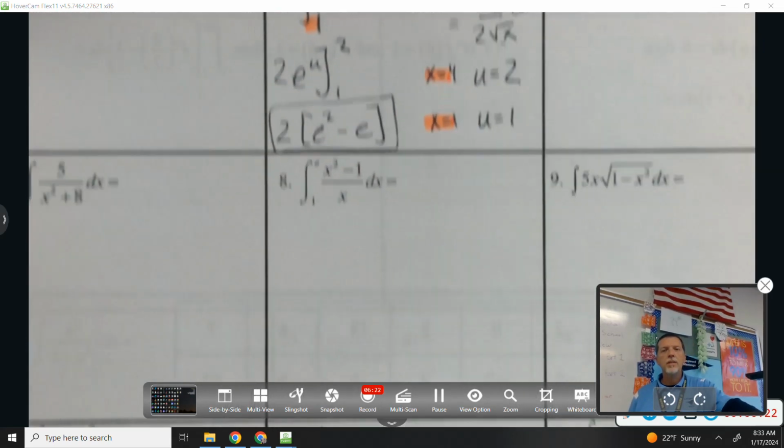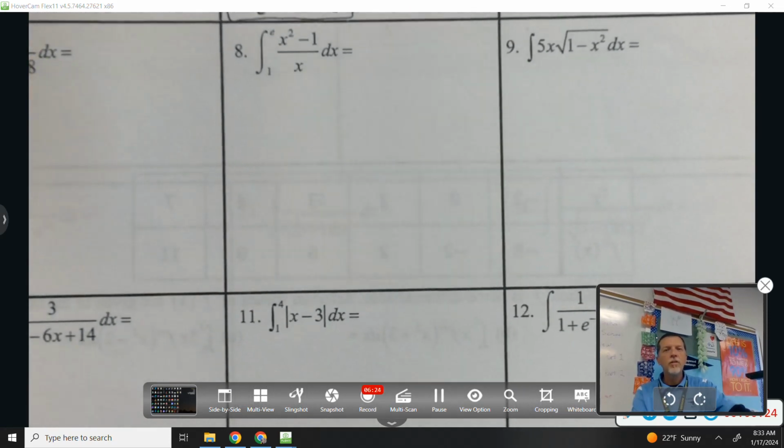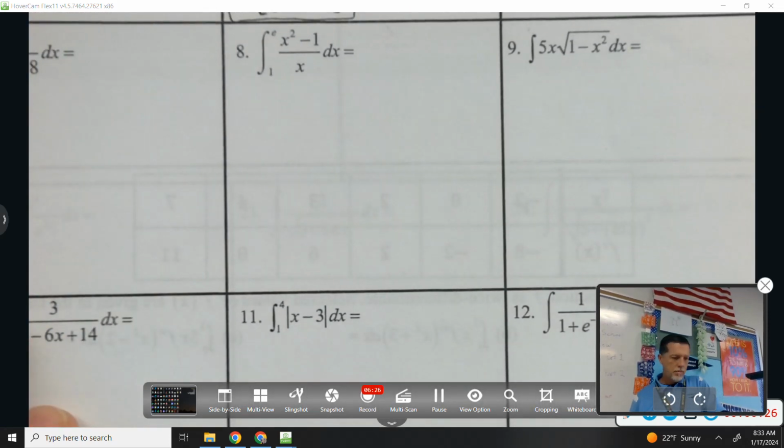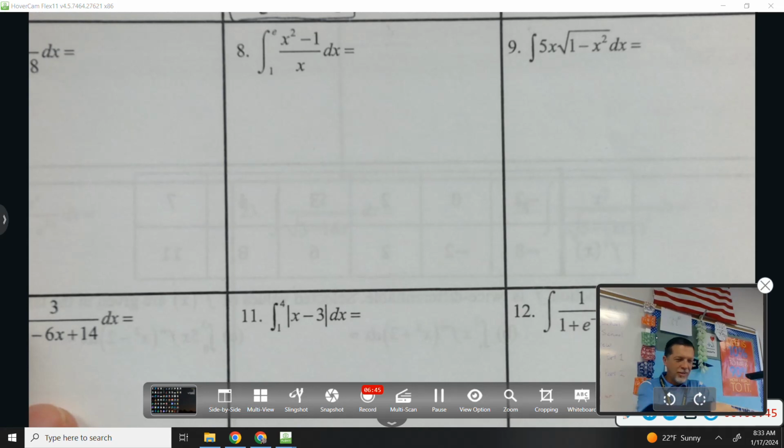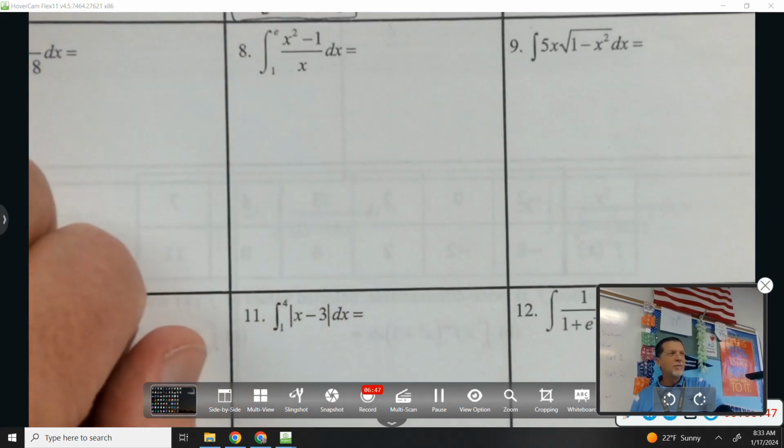Again, stop me if we need to go further somewhere. What do we think about number 8? This is the problem with integration. There's like 14 rules. You got to have them all kind of at the top of your head so that you recognize what to do on each problem.